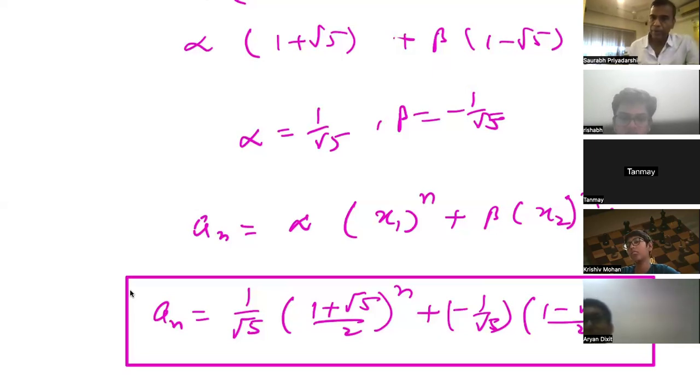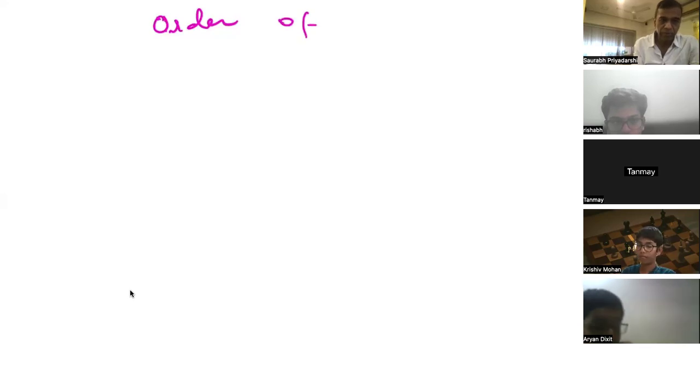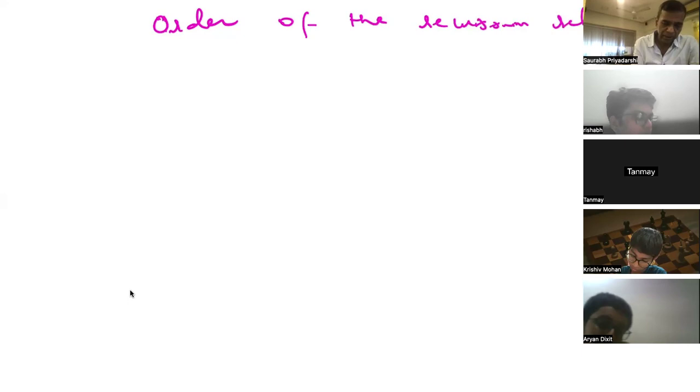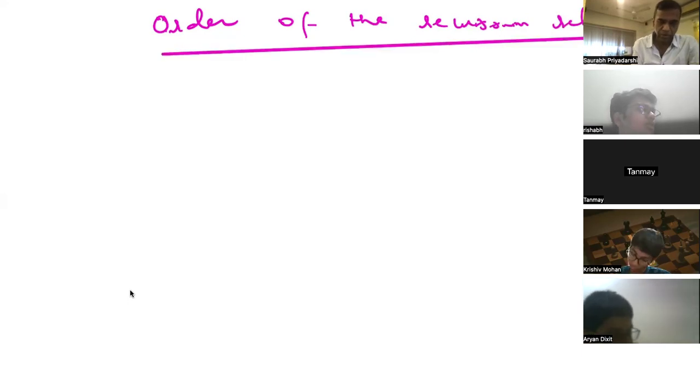Okay, done everyone? So, a few of the terminologies we have to understand. First is the order of the recursion relation, right? Order of recursion relation.